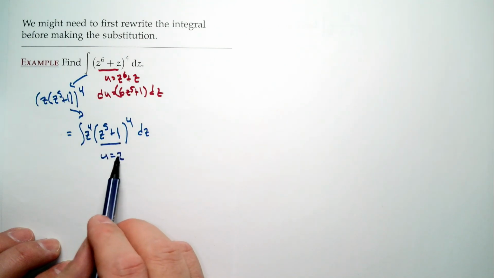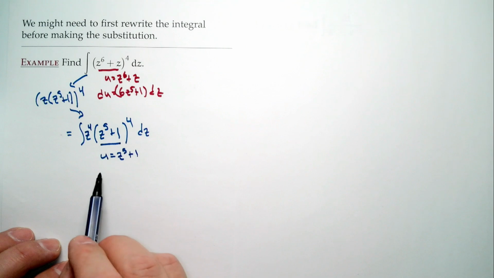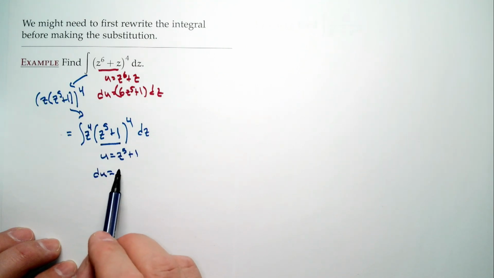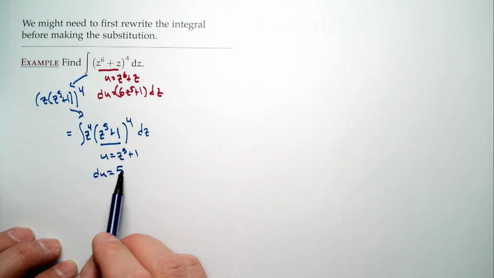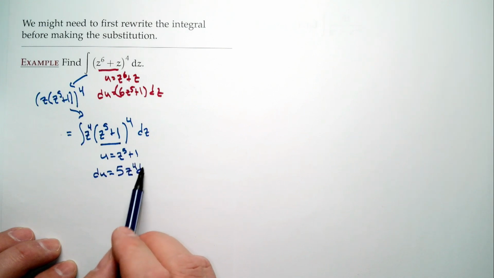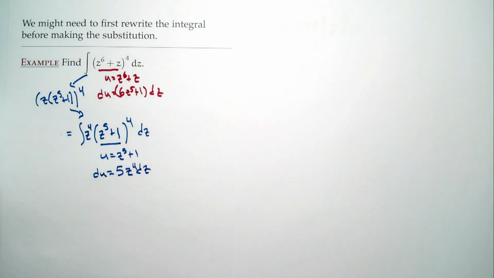u equals z to the 5th plus 1. And now du will be 5z to the 4th dz. And at this point you're like, oh, you were so close. So close, you don't have a 5. Well, okay. So we have ways to fix that.